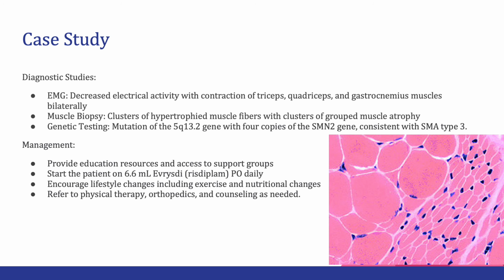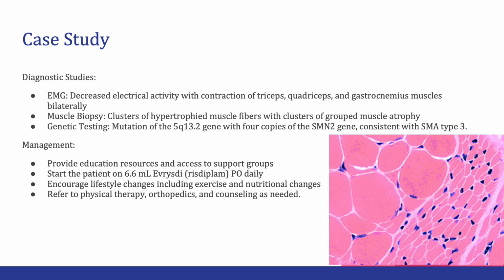So, the first diagnostic test to perform is an EMG, which shows decreased electrical activity with contraction of the triceps, quadriceps, and gastrocnemius muscles bilaterally. Now, the results of the EMG are concerning, and so you decide to get a muscle biopsy.